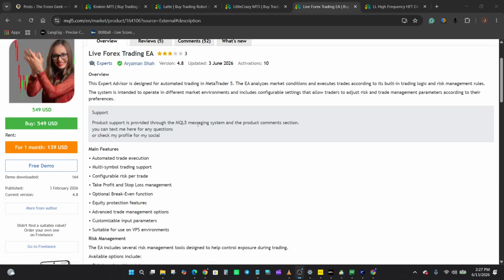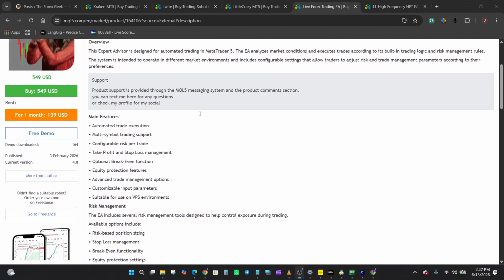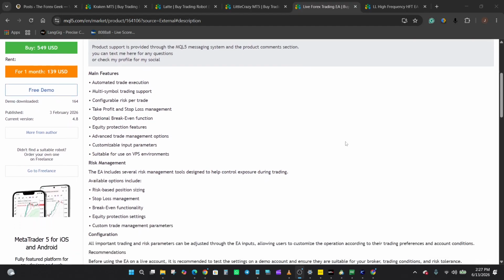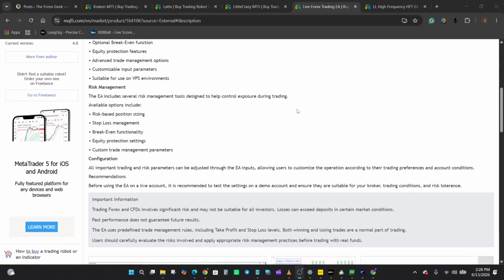Now, looking through the product overview, the developer describes this EA as a fully automated trading system designed to analyze market conditions and execute trades according to its built-in trading logic and risk management rules. The description also states that the EA is intended to operate across different market environments while allowing traders to adjust various risk and trade management settings. Now, as we continue down the page, one of the key features highlighted is automated trade execution. For traders looking to automate their trading process, this means the EA can handle trade management without requiring constant manual intervention.